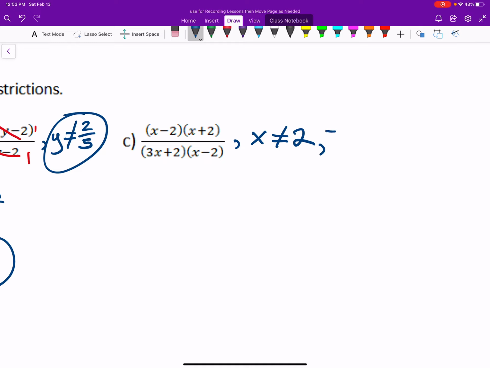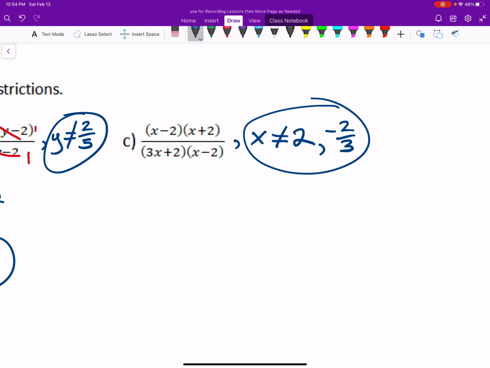Likewise, if x equals negative 2/3, that's going to be a problem, because in the first bracket, if I do 3 times negative 2/3, I'll get negative 2, and then when I add 2 to that, I'll get 0. So those are my two restrictions here.